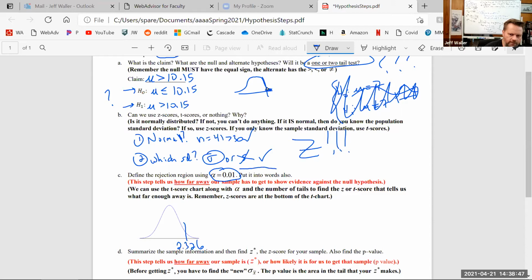So look what I say right here. Put it into words also. If we get a Z star, that is where we can reject the null. What does it take to reject the null? It's got to be smaller than something, bigger than something, equal to something. Bigger than 2.326. So if our Z star is greater than 2.326, we can reject the null and support the Ha.